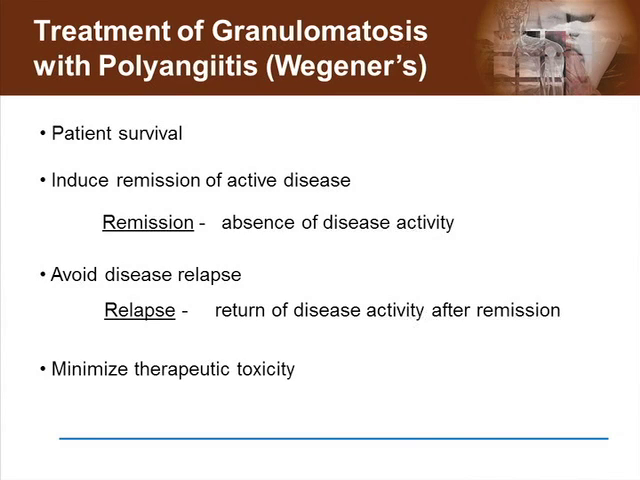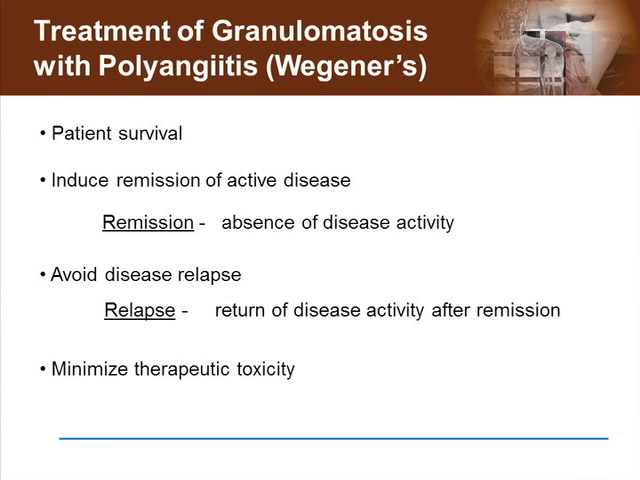So when we talk about the treatment of GPA, it's important to focus on what are the goals that we are seeking to achieve. We do recognize that GPA remains a potentially life-threatening disease, and protection of patient survival remains our foremost concern. However, because of the effectiveness of our current treatment options, we are able to broaden our goals to include that of inducing remission of active disease, where remission would be defined as the absence of disease activity. We are seeking to avoid disease relapse, whereby relapse would be a return of that disease activity after remission. And as we have gained appreciation of over time, we are seeking to minimize therapeutic toxicity.